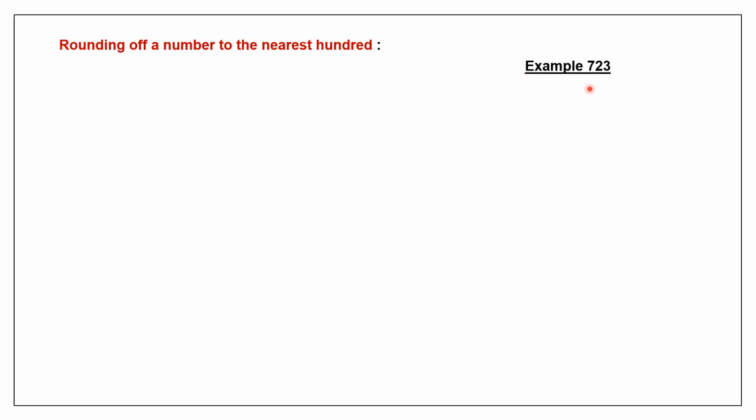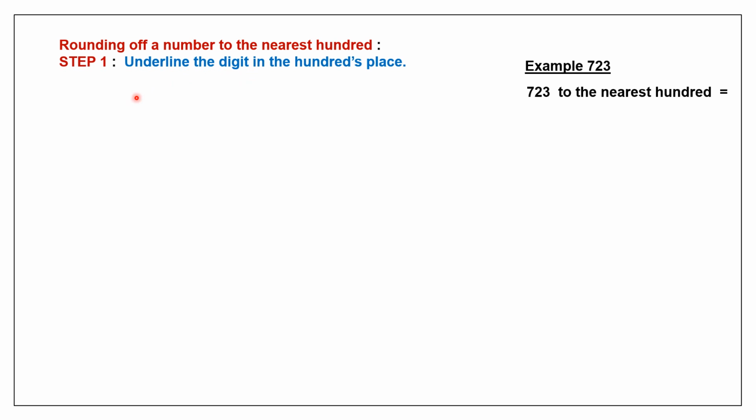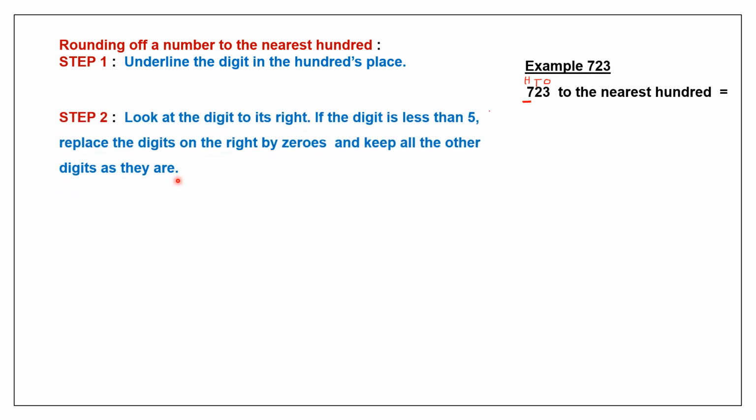So let's take an example, 723. Let's round it off to the nearest 100. So what are the steps to follow? Underline the digit in the hundreds place. That's the first step. So we have ones, tens and hundreds. So let's underline the digit in the hundreds place, which is 7. Now the next step, look at the digit to its right.